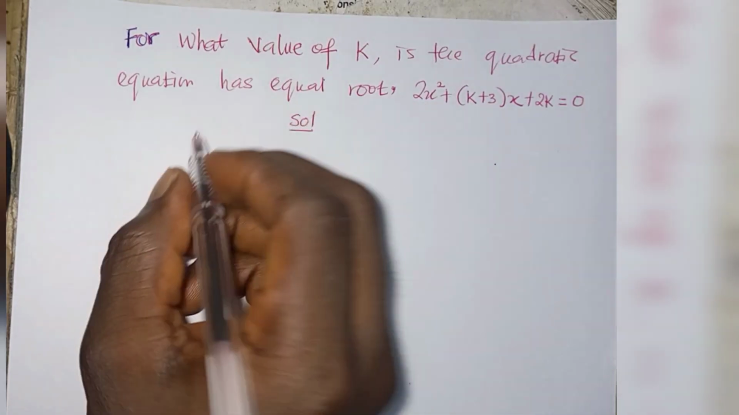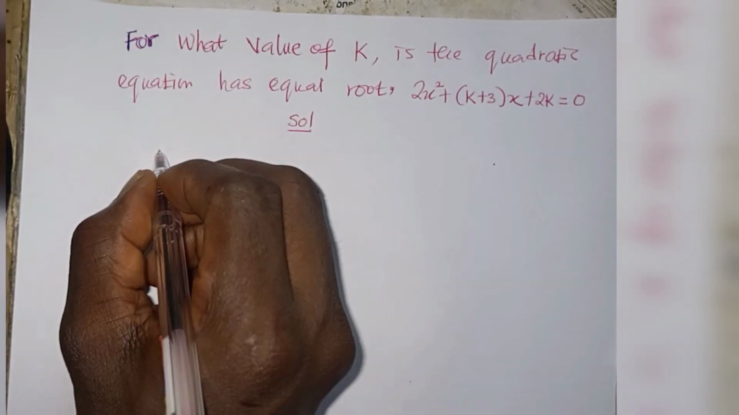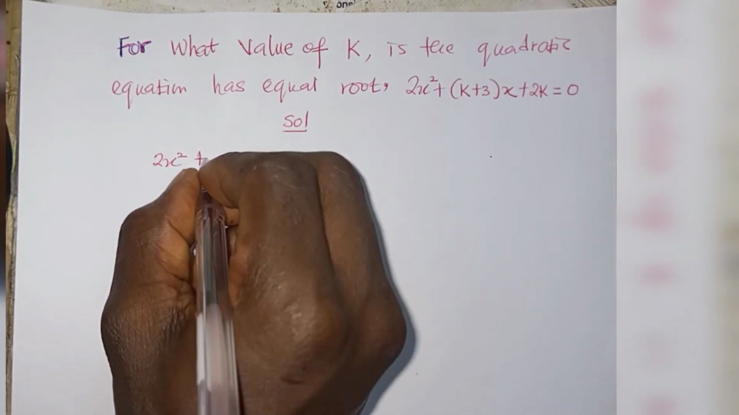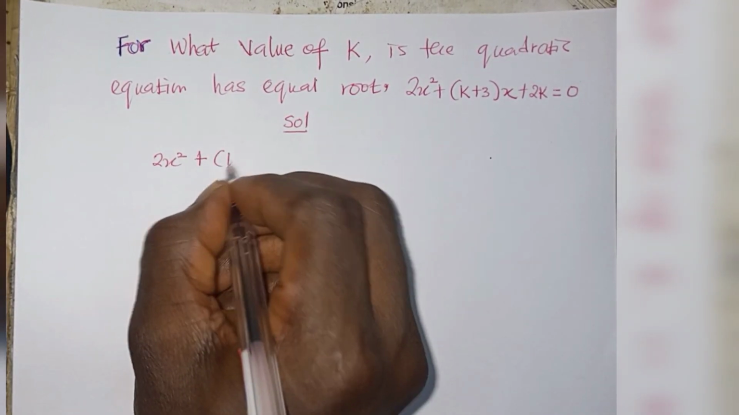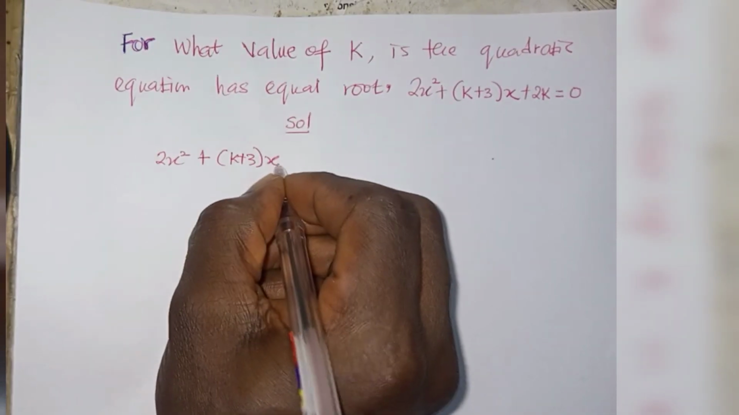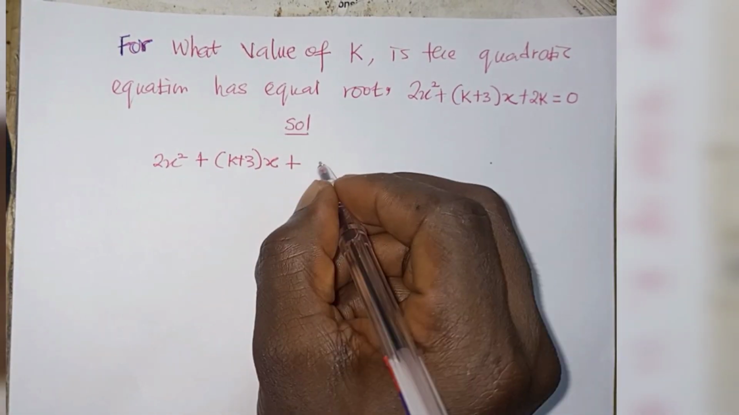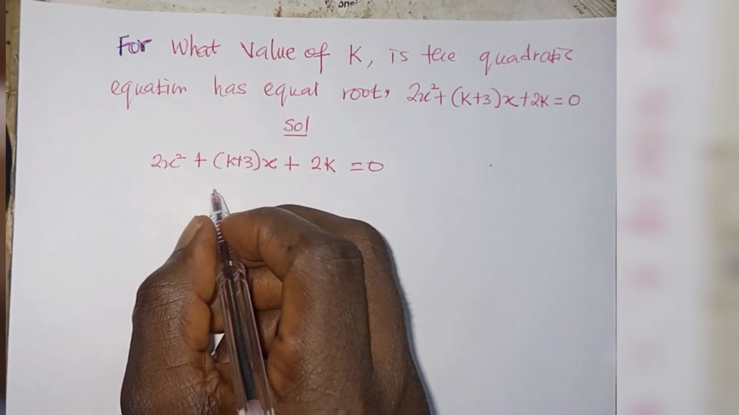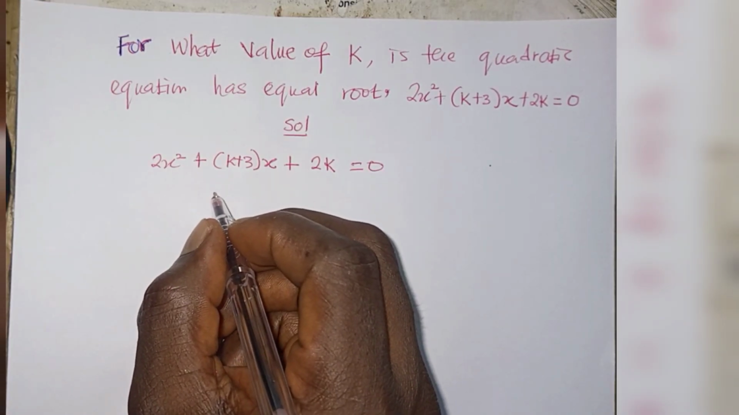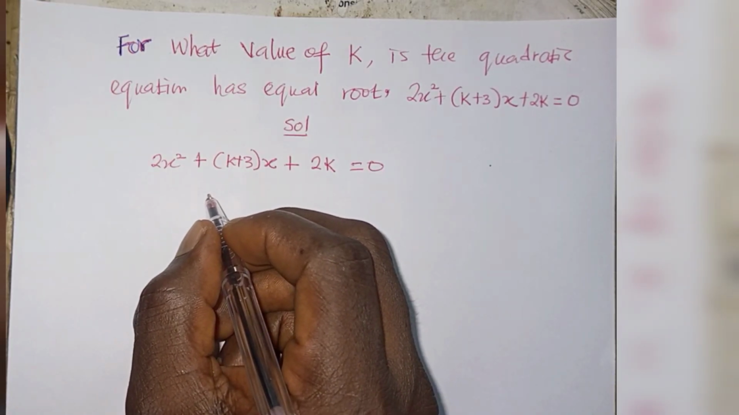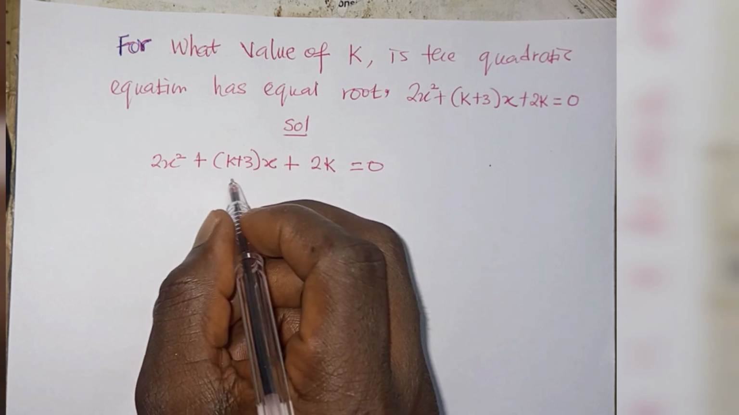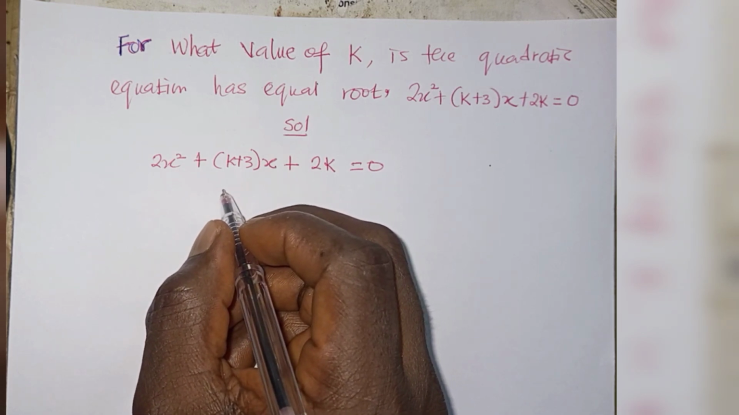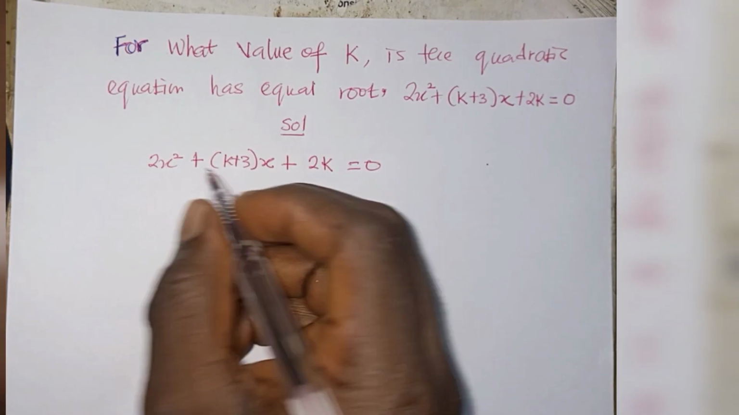Solution. We are given the question. What is the question we are given? We are given 2x² + (k + 3)x + 2k = 0. We are actually looking for the value of k. For having equal roots, because it is a quadratic equation, it means the discriminant is equal to 0.